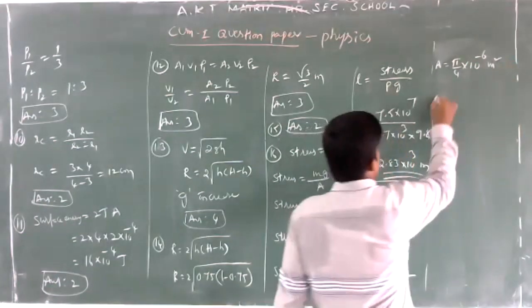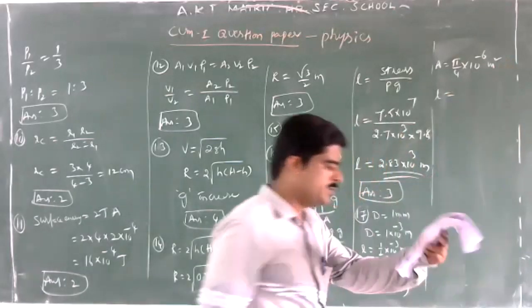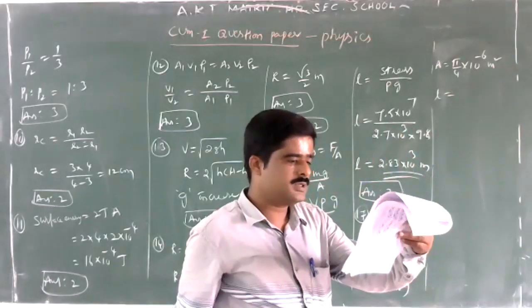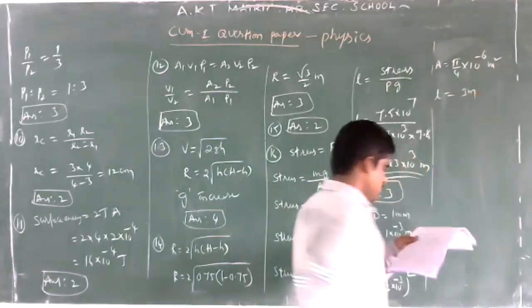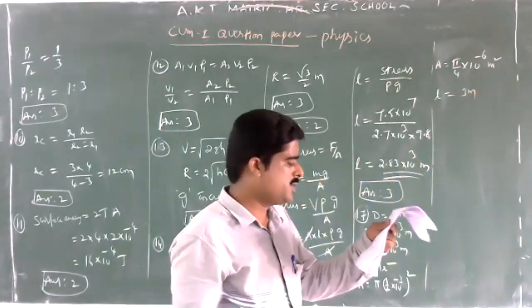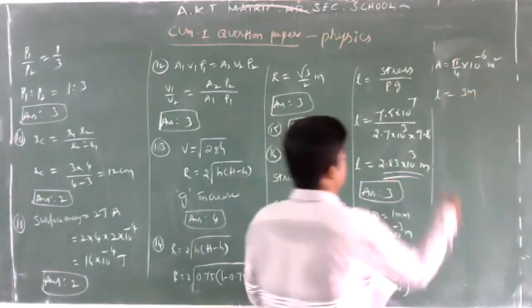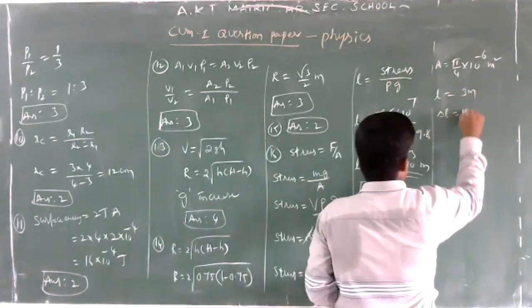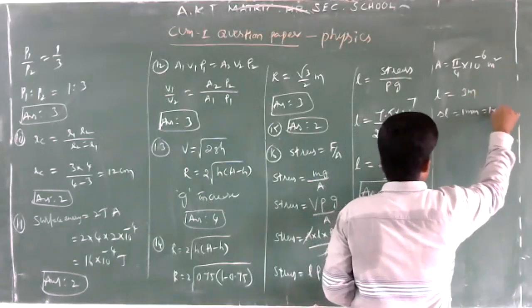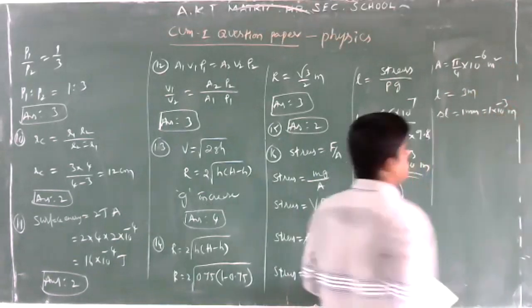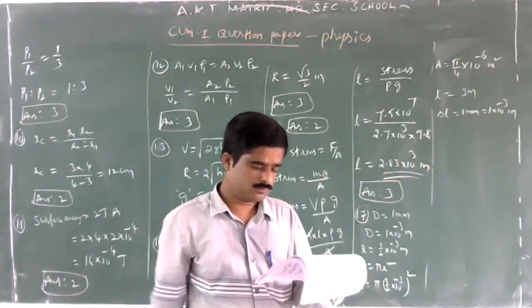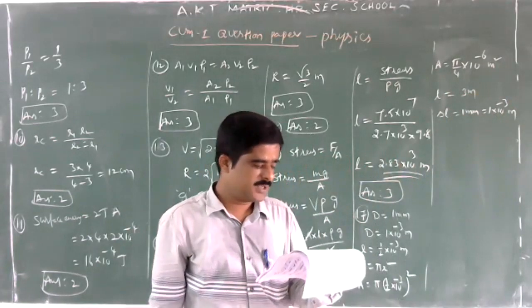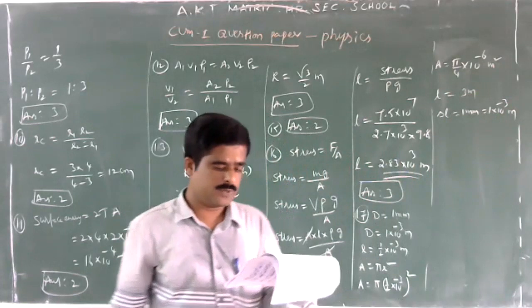Okay. Next, length is given. What is the length of the wire? The length of the wire is 3 meter. Elongation is given. What is the elongation? That is equal to 1 millimeter, which is 1 × 10^-3 meter. We need to find the Young's modulus of the wire.